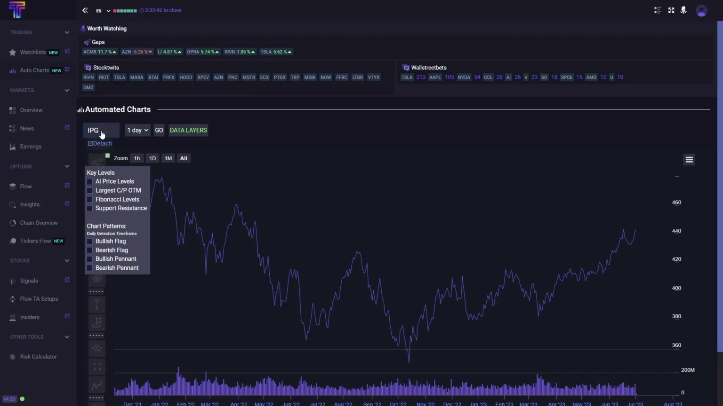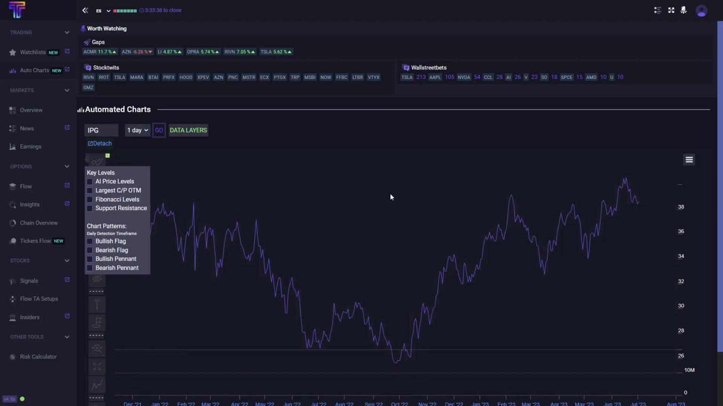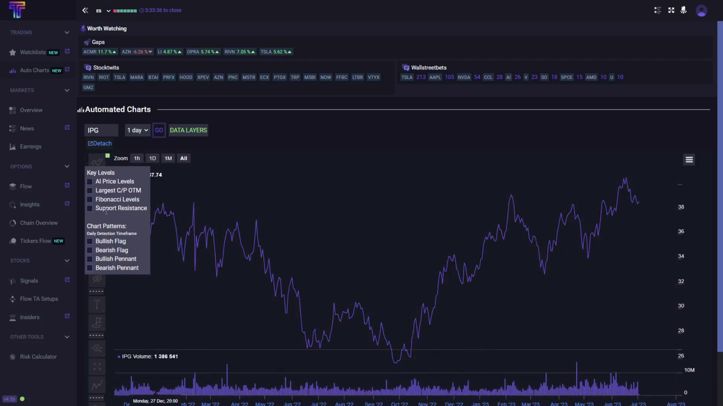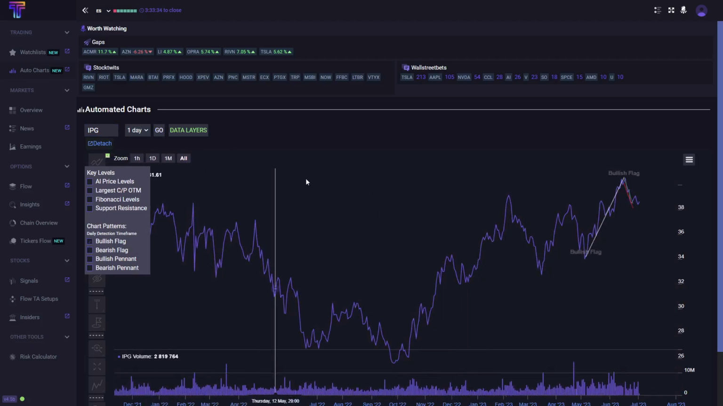I'm going to unselect everything, and then I'm going to go to IPG. So now type in IPG. It has the stock chart pulled up here, and I'm going to look at bullish flags. It looks like we're actually currently in a bullish flag on IPG where we broke out right here, and it looks like we came back to backtest and are continuing forward. So this looks like a verification that this bull flag expects IPG to continue upward.